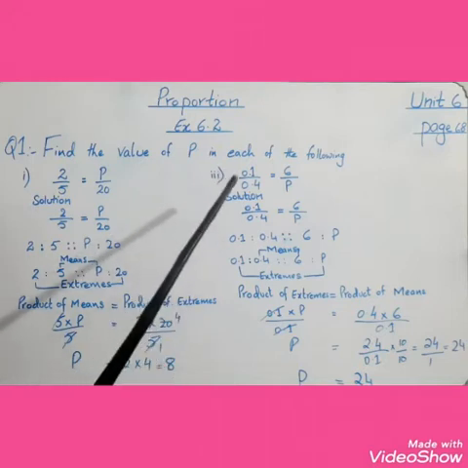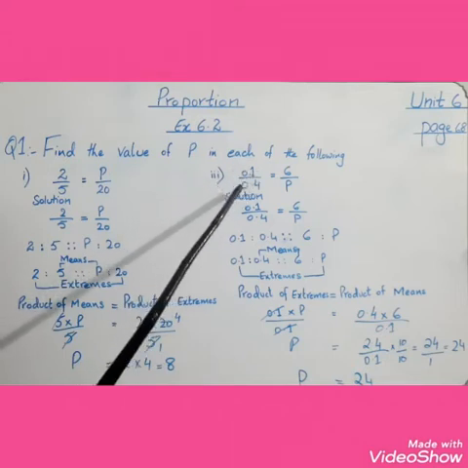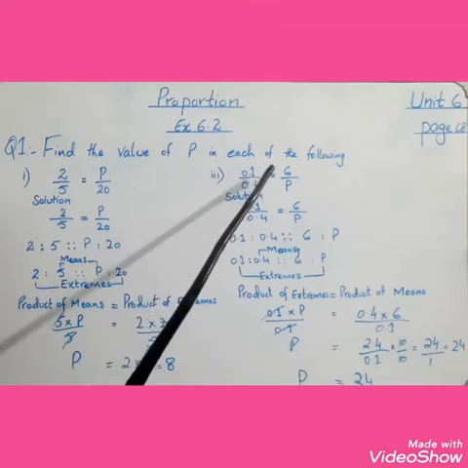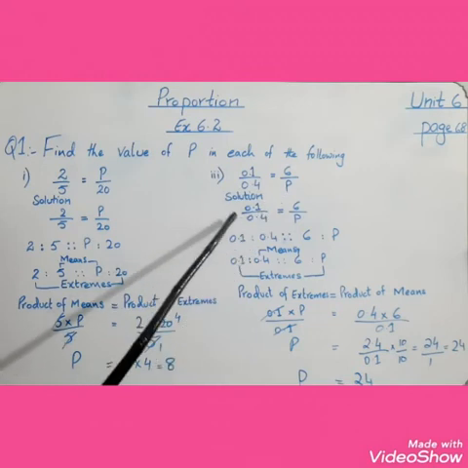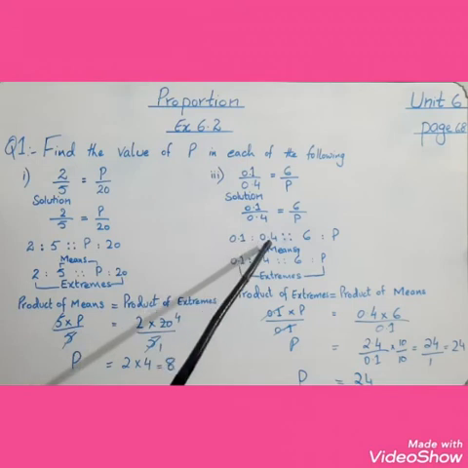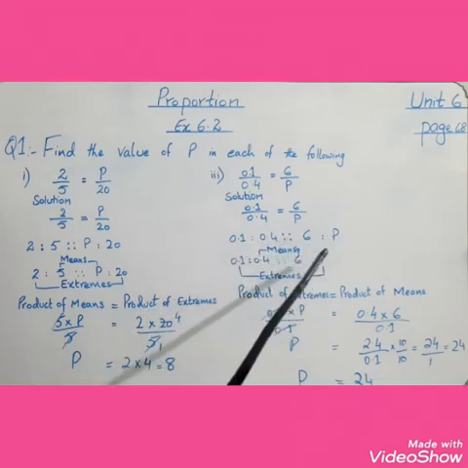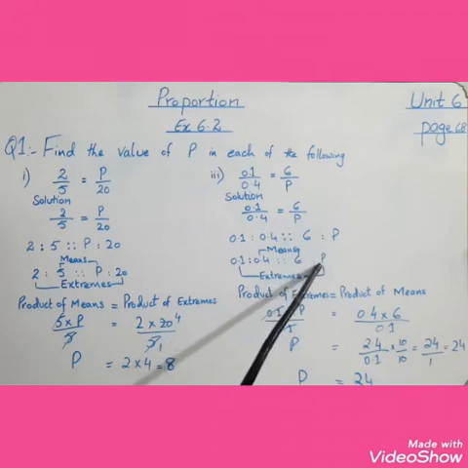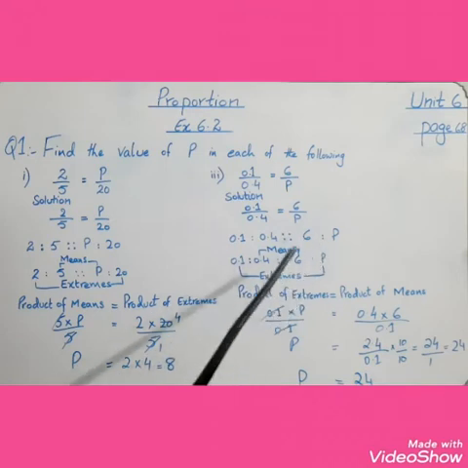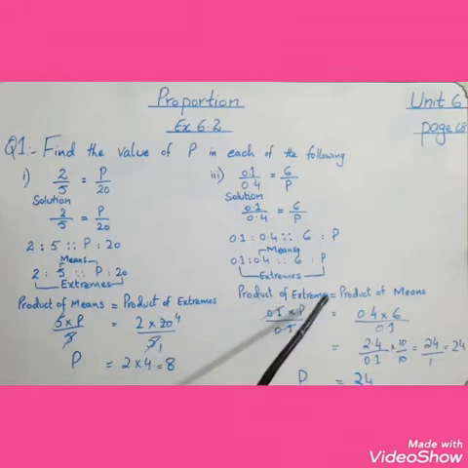Right? Now come to part 3. 0.1 over 0.4 is equal to 6 over P. Again, convert fraction into ratio. 0.1 ratio 0.4, proportion 6 ratio P. Now you can see, students, we have to find the value of P, and P is the fourth proportion. P comes in the extremes. So it means extremes come first. Product of extremes is equal to product of means.